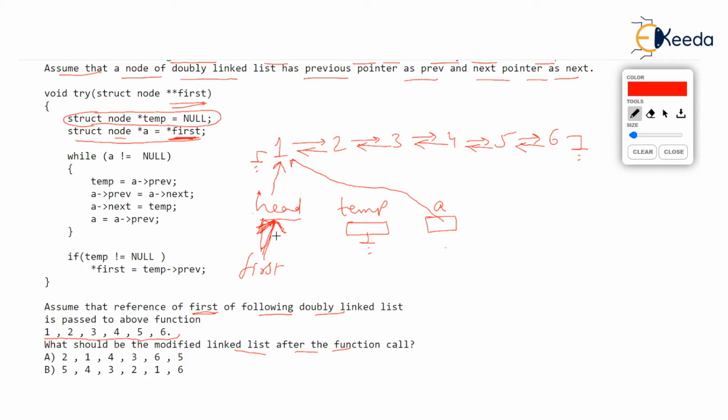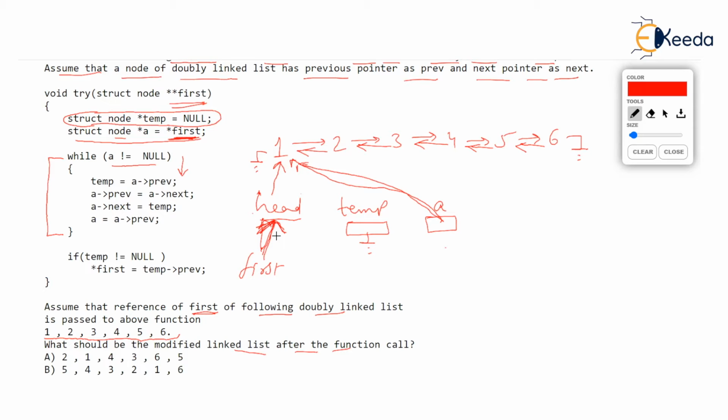Now we start a while loop, and this while will continue as long as a is not null. And you know a is not null because a is pointing at 1. So the condition is true. So let's enter the while and make temp equal to a arrow prev.